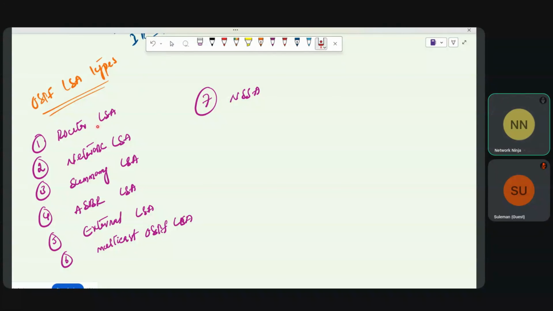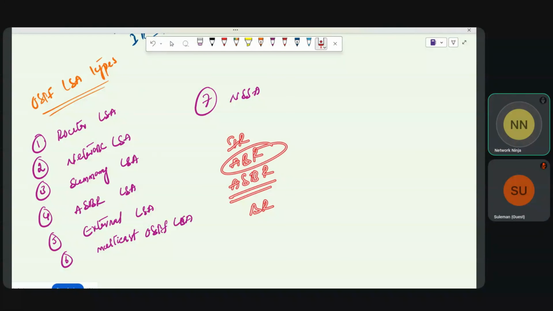So LSA1 is generated by every router in the area, and LSA2, the network LSA, is generated by the DR. And LSA3 is what? The summary LSA. The summary LSA is created by the ABR, area border router, and it is flooded into the other areas. We discussed the different types of routers: the internal router, the ABR, the ASBR, and the backbone router.